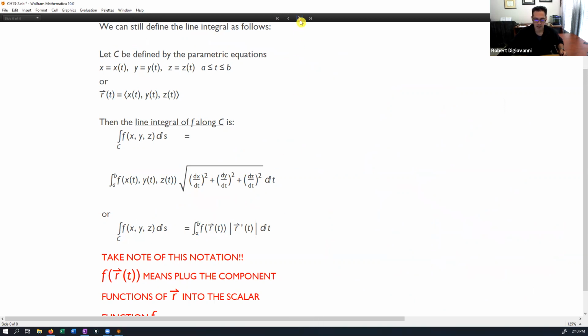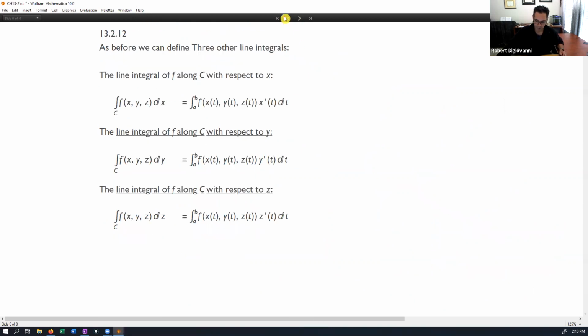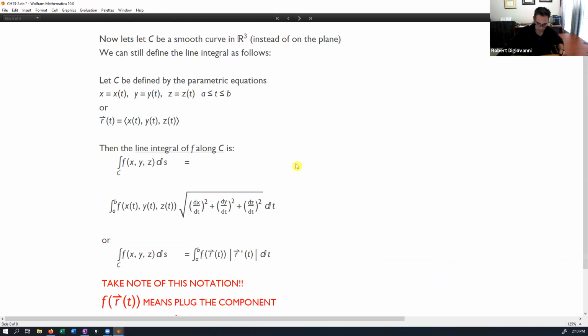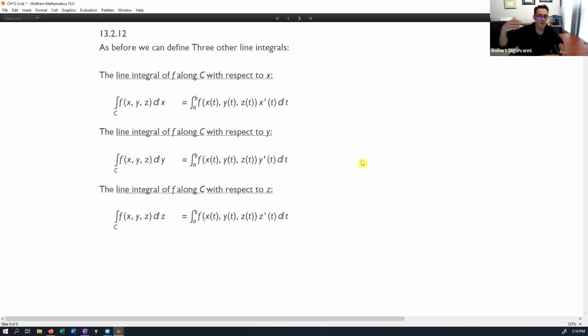So I'm going to go to an example. Oh, wait, hold on. I'm not going to go to an example. So this is new notation. This is the line integral along C with respect to arc length. But just like before, we have different versions of this where we can go with respect to X, with respect to Y, or now with respect to Z. And the only thing that changes is dx here, dy here, and dz here instead of ds.